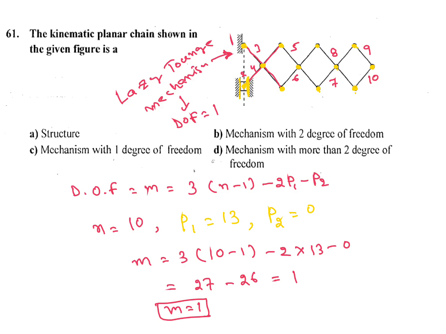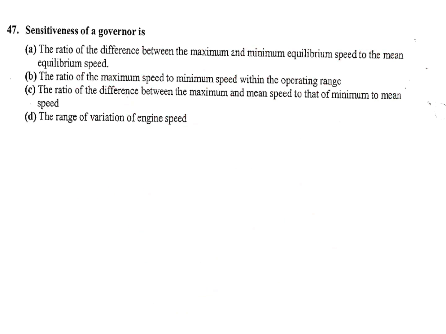Mechanism with 1 degree of freedom. Sensitiveness of a governor is, we know sensitiveness of governor NS is range of speed by mean speed.